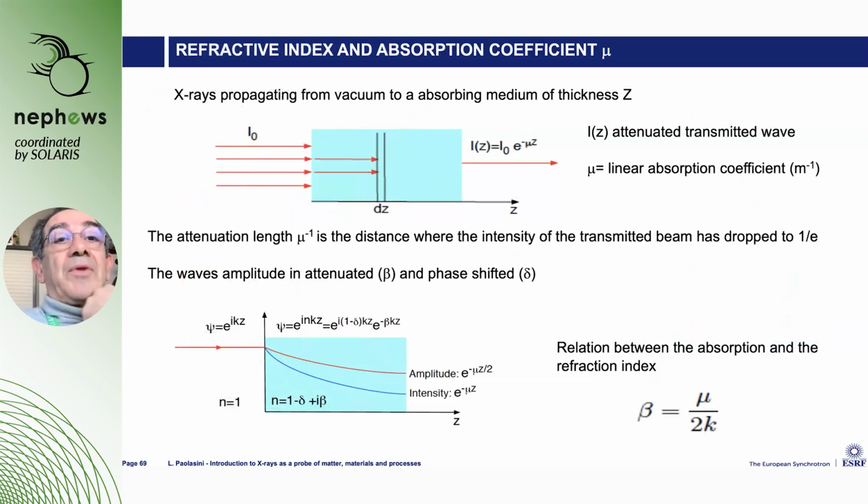When we propagate an X-ray inside the material, the wave amplitude inside the material contains the refraction index in the amplitude. So the real part is associated to the phase shift, and the imaginary part, beta, in the refraction index is associated to the attenuation of this amplitude. If we want to take the intensity, of course, the intensity detected after the X-ray crosses the material of a thickness Z is proportional to the linear absorption coefficient.